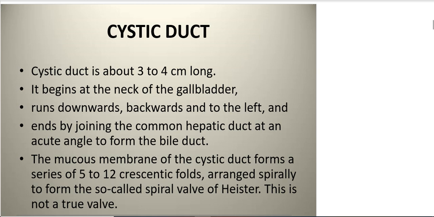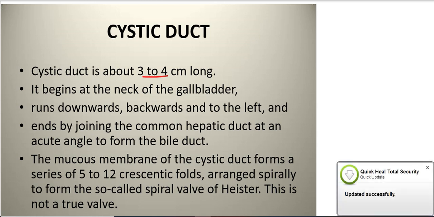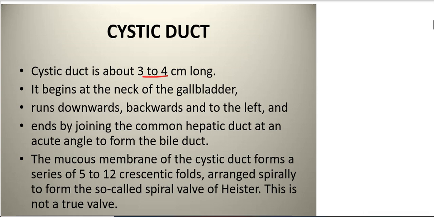First, cystic duct. Cystic duct is about 3 to 4 centimeter long. It begins at the neck of gallbladder, then runs down, backward and to the left, and finally ends by joining the common hepatic duct at an acute angle to form the bile duct.